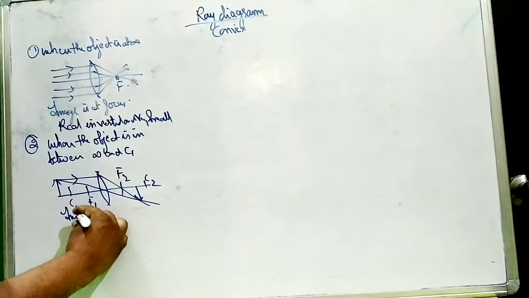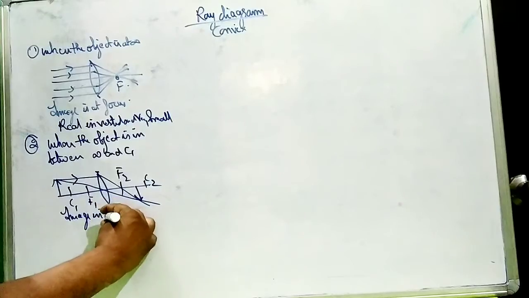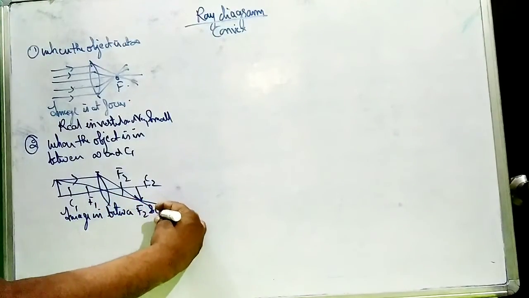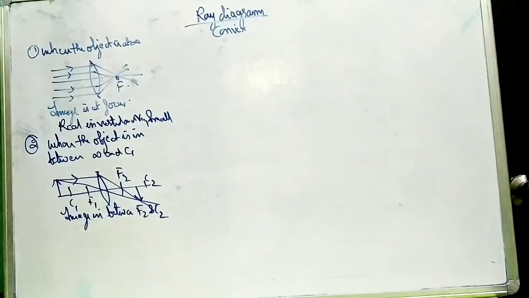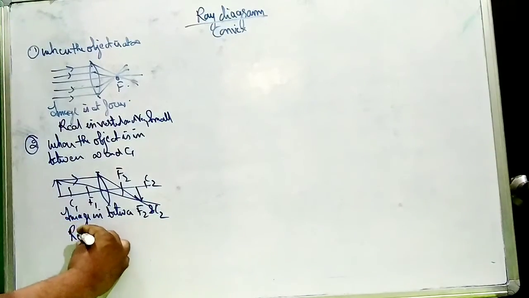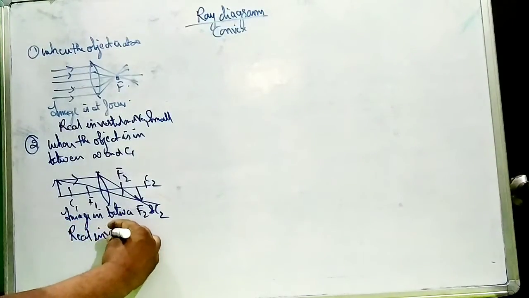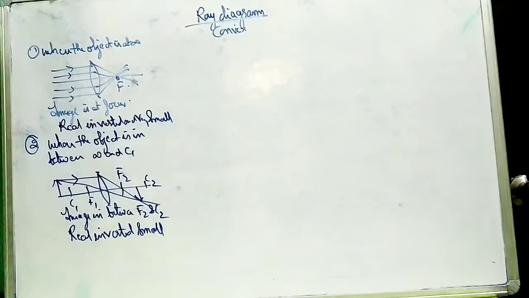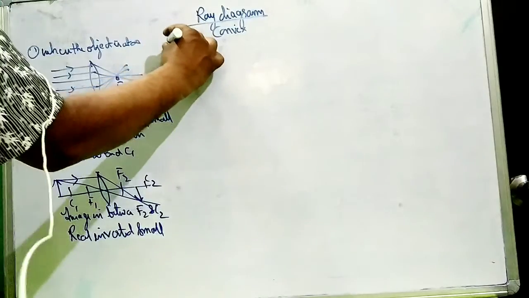So where is the image? Image is in between focus and center of curvature. How is the image? It is real, inverted and small. From very small, it is now small.